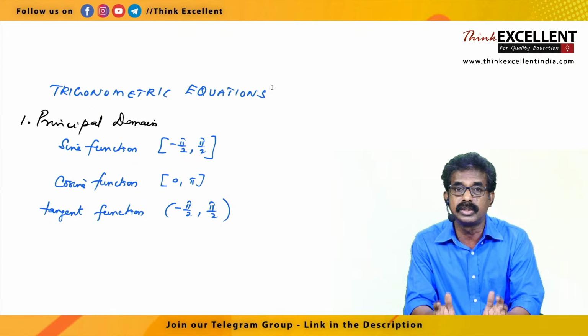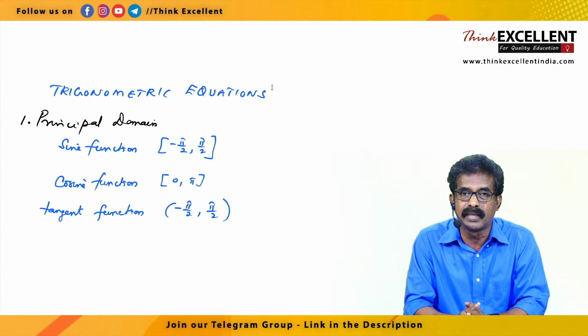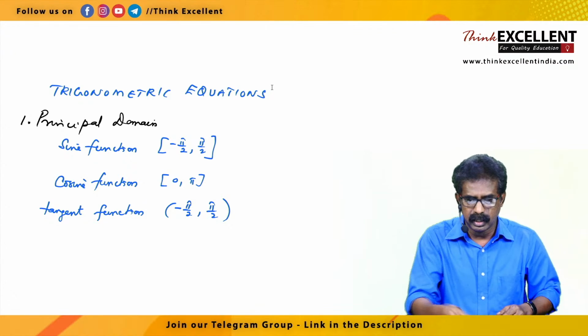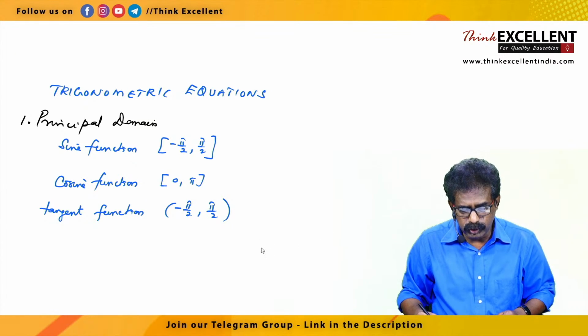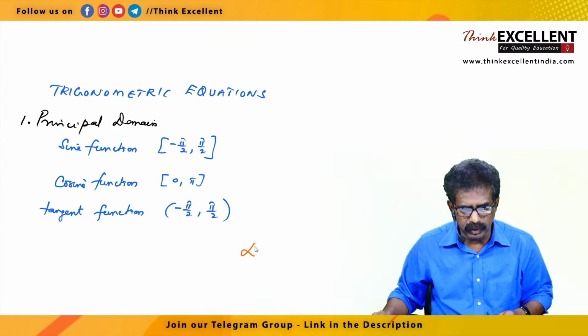Sine-னா closed interval -π/2 to +π/2. Cos, closed interval 0 to pi. For tan, open interval -π/2 to +π/2. So you know there are two types of intervals. The principal solution, normally we denote it as alpha.